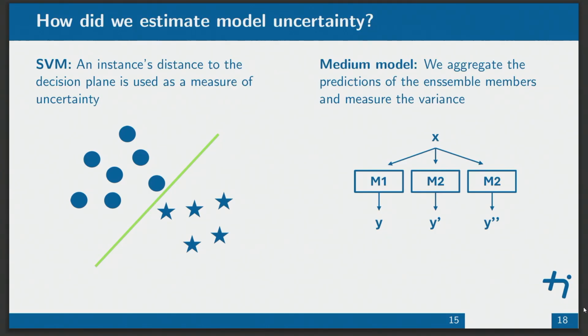Then for the medium and large models, we use the Monte Carlo dropout method again, and we aggregate the predictions of the ensemble members, measure the variance, and also combine it with the raw model confidence. So here we played around a bit.